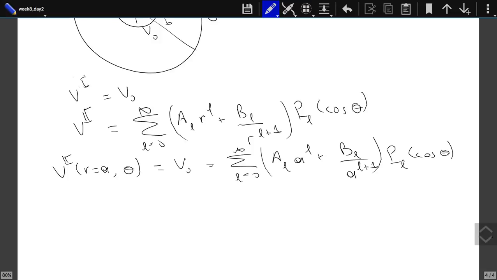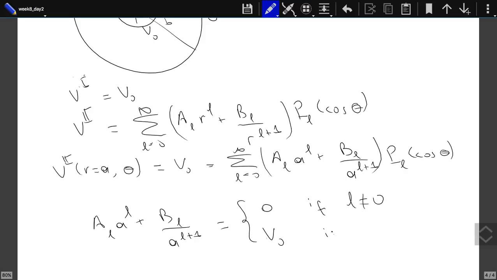Well, this looks like the previous case. V0 is independent of theta. So in this sum, all the theta dependent terms should be 0. That is, if l is different than 0, this combination should be 0. So A_l a to the power l plus B_l divided by a to the power l plus 1 should be equal to 0 if l is non-zero, and it should be equal to V0 if l is equal to 0. So if we impose this condition, we satisfy the boundary condition that r is equal to a.